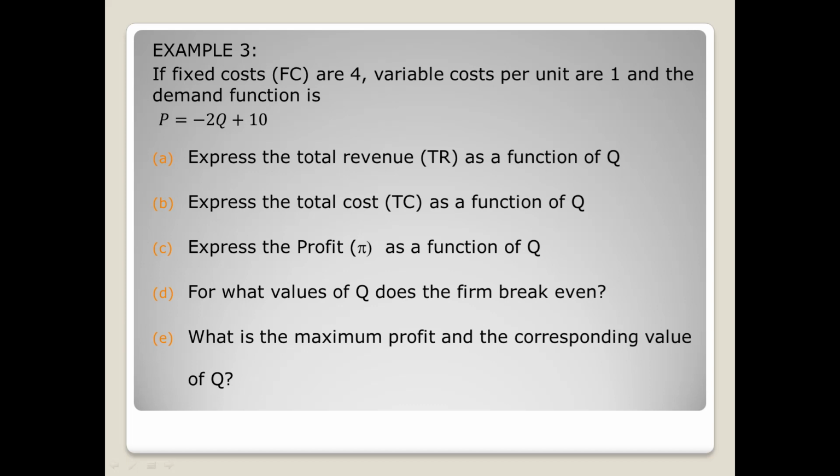We are going to express the total revenue TR as a function of Q. It means that we are going to write an expression for TR in terms of Q. We have to remember that the fixed cost is 4, the variable cost per unit is 1, and this is the demand function. Again, we said the total revenue is P multiplied by Q. So this is the solution of the first part.